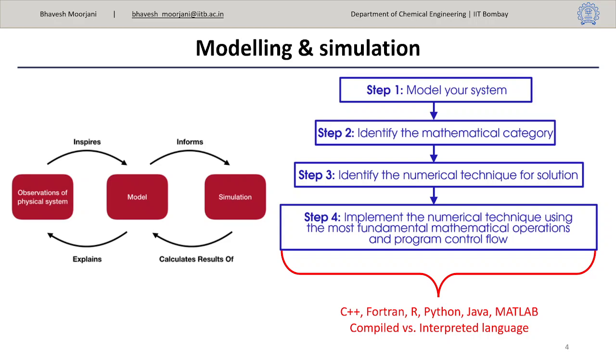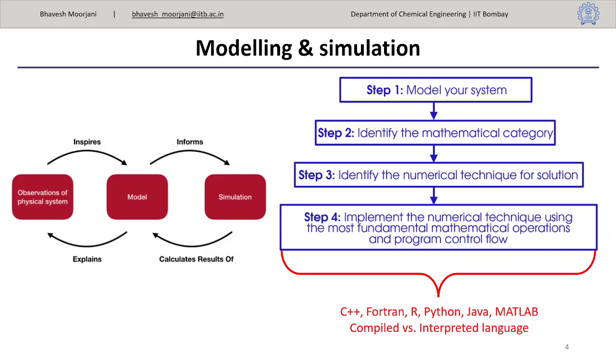Let's say you change various inputs in your model and see what the outcome will be. That process is referred to as a simulation. These two terms, modeling and simulation, go hand in hand, right? Modeling is a representation of your system, and simulation is prediction of the output or outcome based on that model.